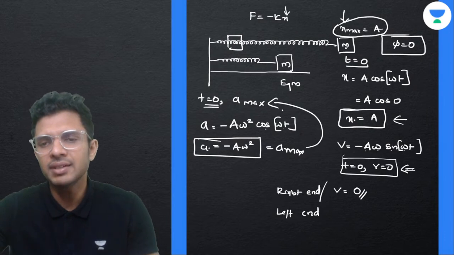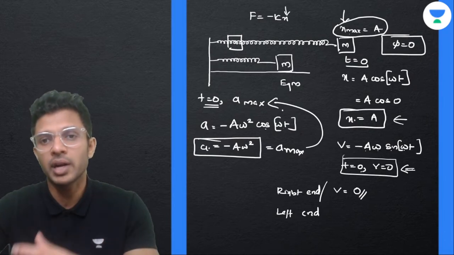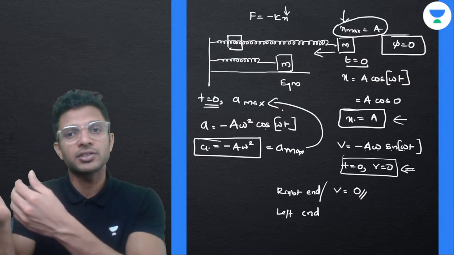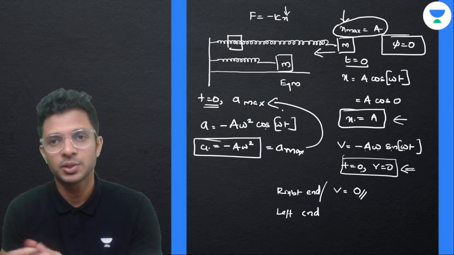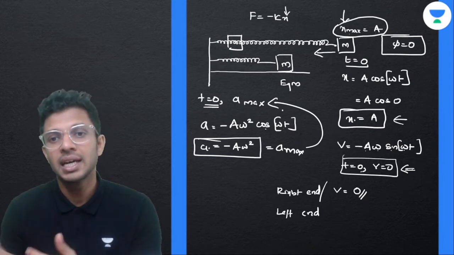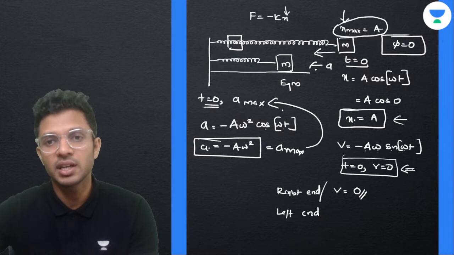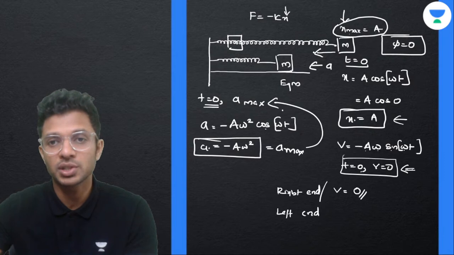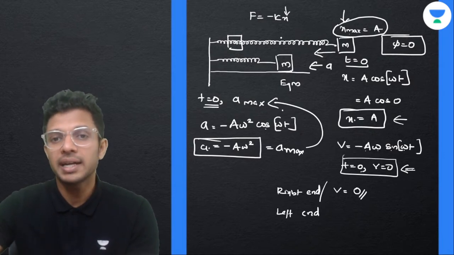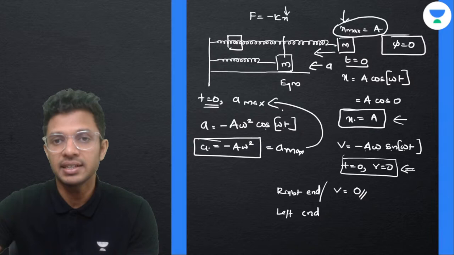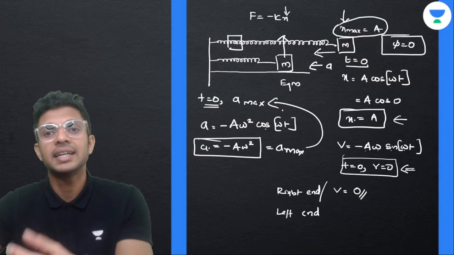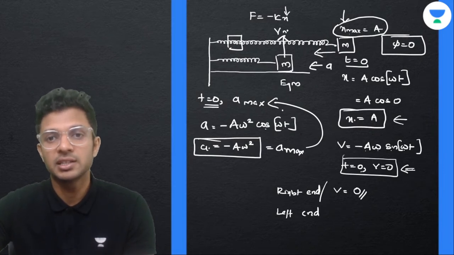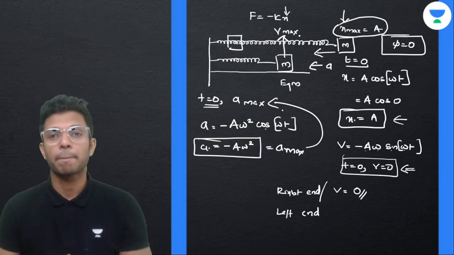Now, once you leave this mass from this right extreme end, tell me what happens. There will be a spring, a restoring force will be there, and it will be pulling the mass towards the equilibrium position. So if there is force towards equilibrium position, there is acceleration towards equilibrium position. The particle keeps on getting accelerated and the speed keeps on increasing till it reaches the equilibrium position. And when it reaches the equilibrium position, the speed will have the maximum value.